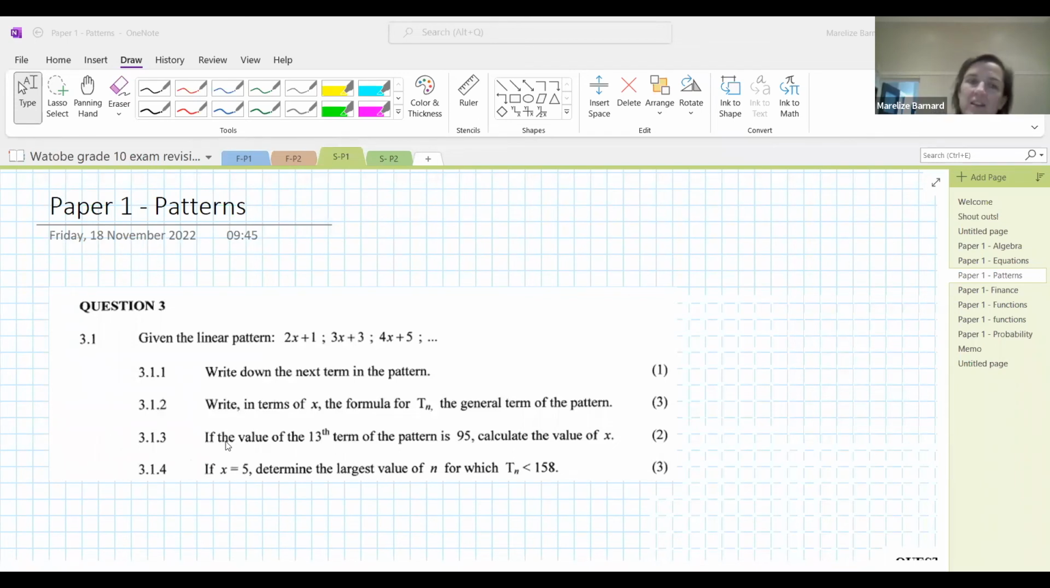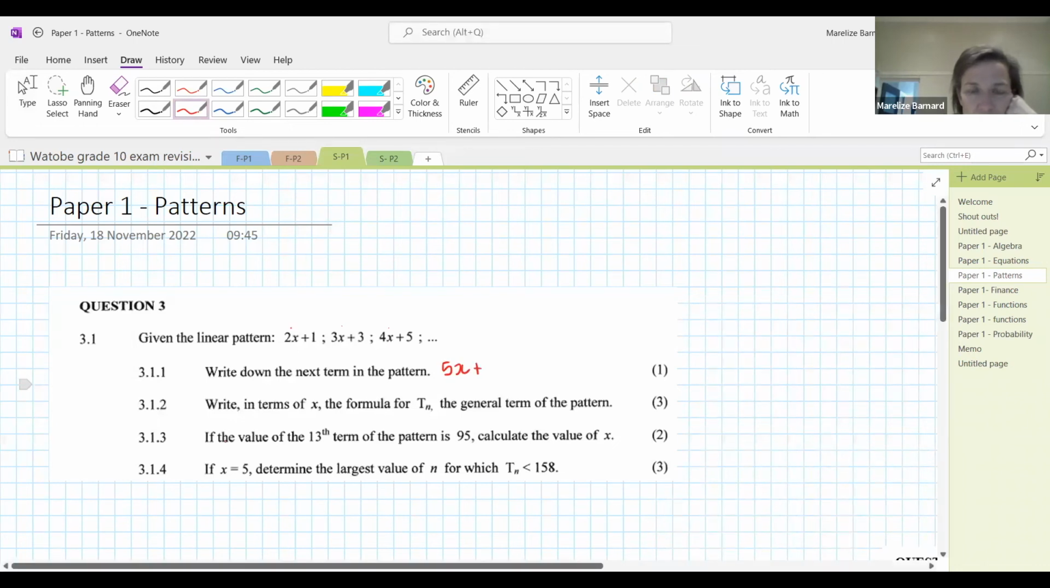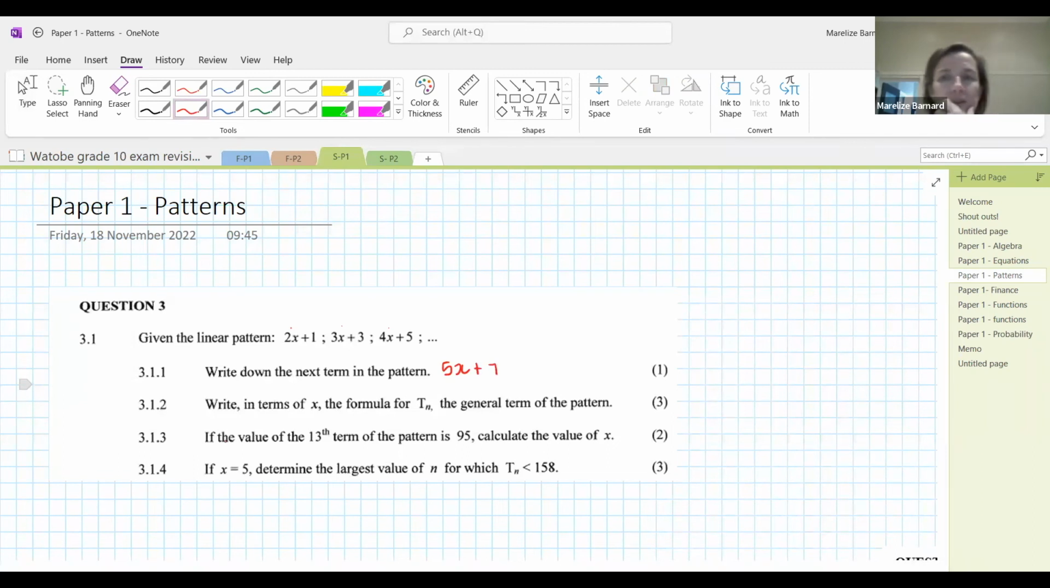Okay, yes. So 5x plus 7, well done, everybody. So we see that the x's go 2x, 3x, 4x. So next one will be 5x. And then it's plus 1, plus 3, plus 5. So it makes sense that it will be plus 7.